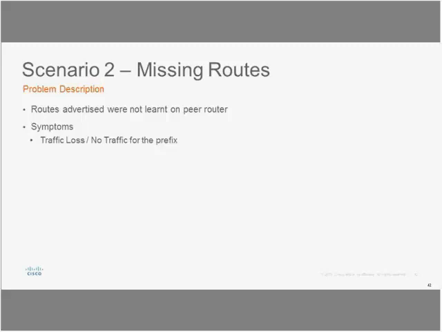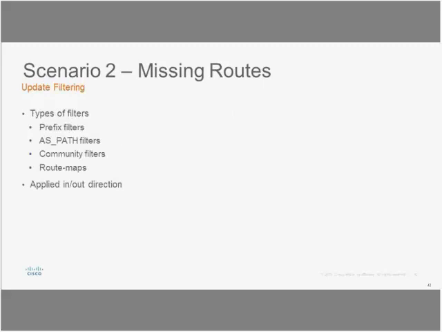All right, coming back to the missing routes. There are update filterings, like you mentioned before. You can configure multiple kinds of filters. You have prefix filters, AS path filters, community-based filters, and route maps based on different attributes or IP addresses. You match and set conditions, you do the filtering, right? And those filters can be applied in the in and out direction.